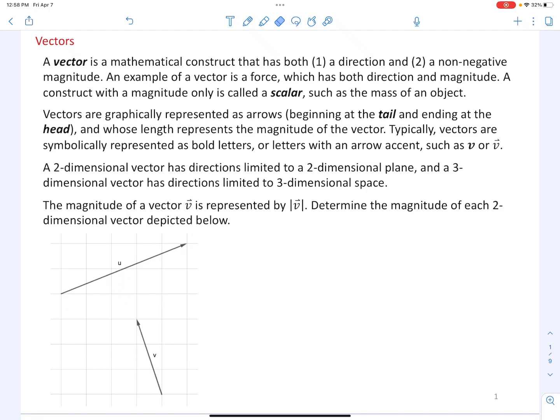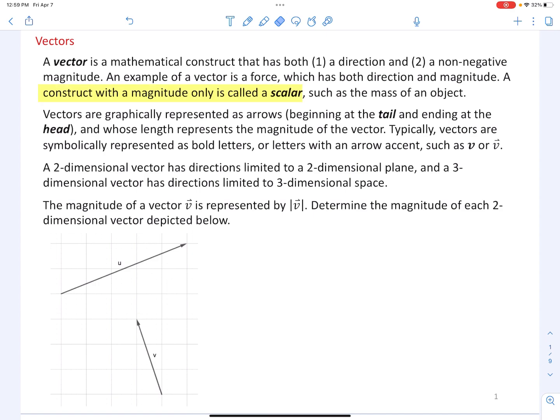Hello class, today's topic is on vectors. A vector is a mathematical construct that has both a direction and a non-negative magnitude. A good example of an application of a vector is a force, because a force both has magnitude, the amount of force, and it also has a direction, the direction in which the force is exerted.